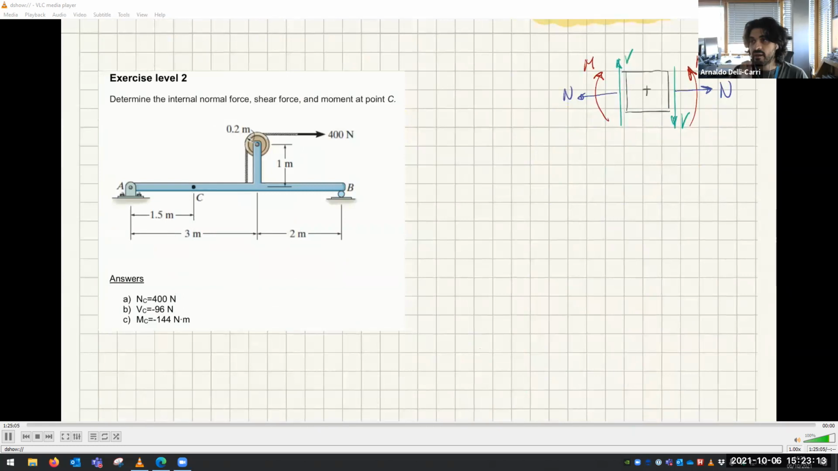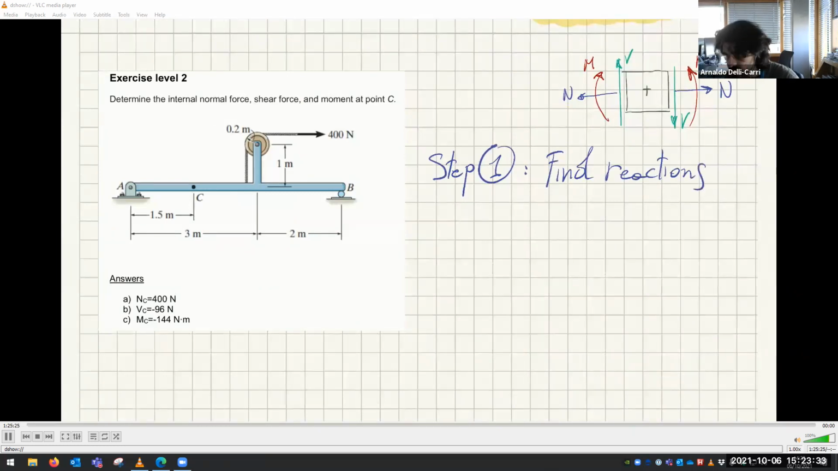So, let's do this. How many reaction forces do we have here? We need to do a free body diagram. Remember, step 1, always find reactions. Step 2 is cut and look left or right. And step 3 is solve for equilibrium. So find reactions. How many reactions do we have here in B? Here in A, it's easy. This is a pin joint, so we have AY and AX.